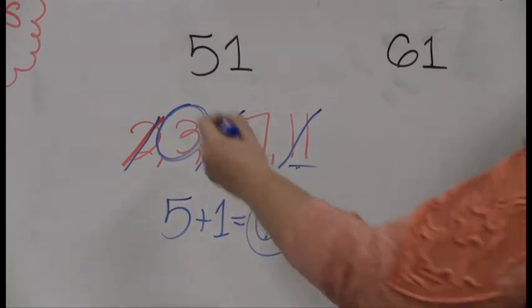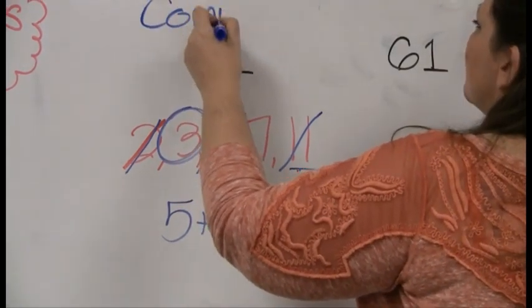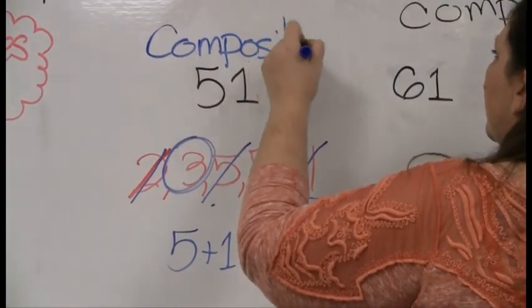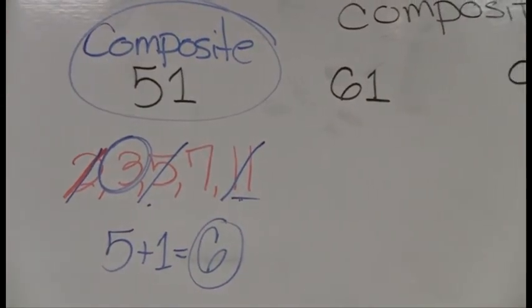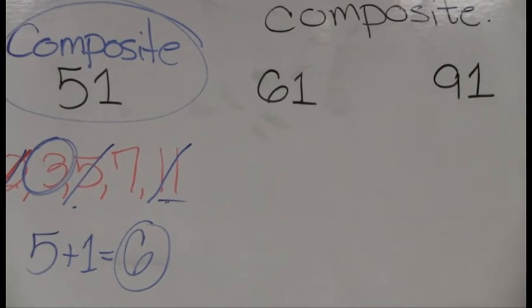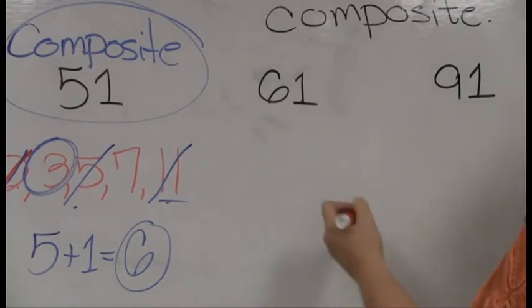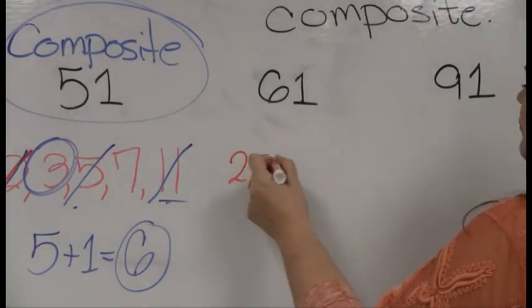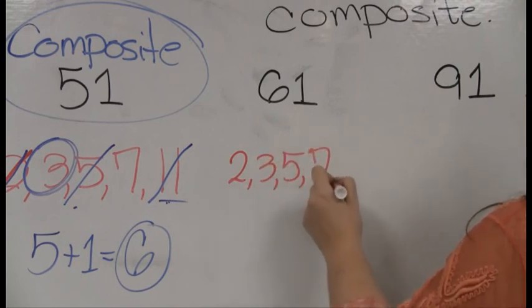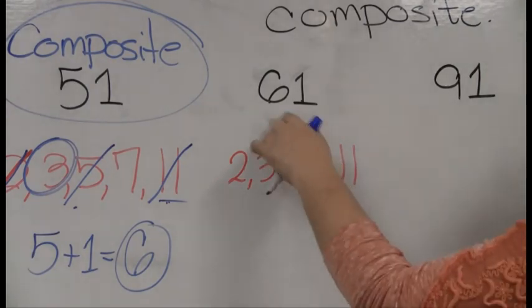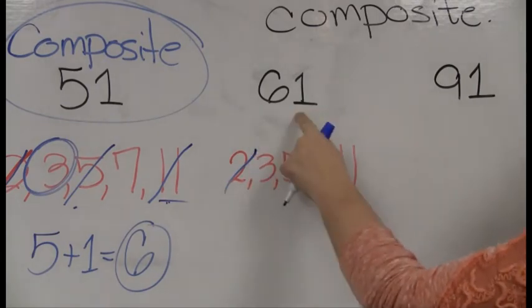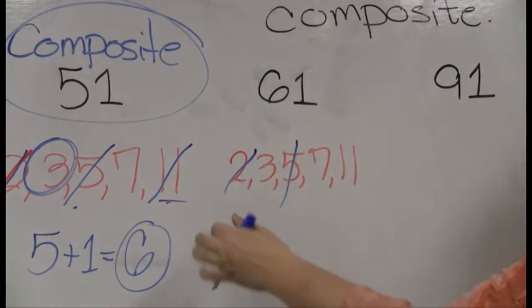When you find a factor, we are composed of other numbers, so we are composite. I found an extra factor. I'm a composite. Okay, now let's check out 61. Same process. I'm looking for the first 5 primes. 2, 3, 5, 7, and 11. Okay. So 2, 3, 5, 7, and 11. Obviously, it's an odd number. I don't have a 2. Doesn't end in 0 or 5. I don't have a 5.